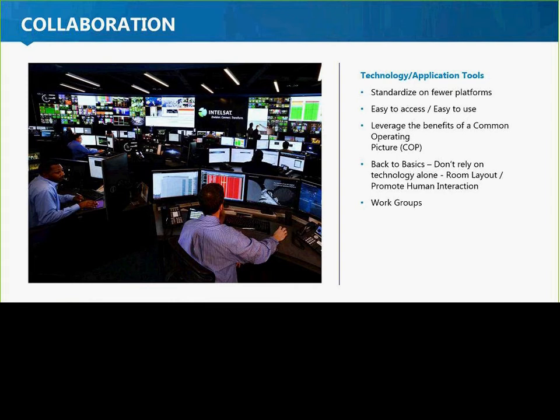So the common operating picture is that place where you can put all your information that comes from disparate sources, and everybody can see it, so that everybody, from where they are, can collaborate on the same information. It's not one person looking at one thing and another person looking at another. And the other is, I kind of go back to old school. If you go back to basics, from a collaboration perspective, you don't rely on the technology alone. A lot of collaboration happens with human-to-human interaction.